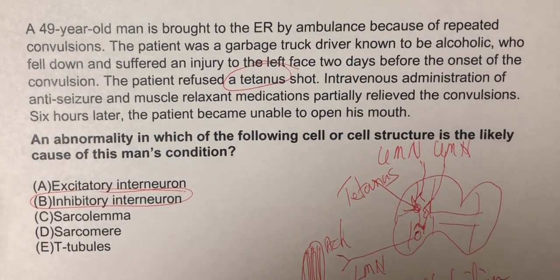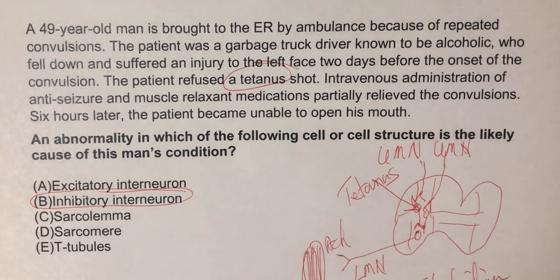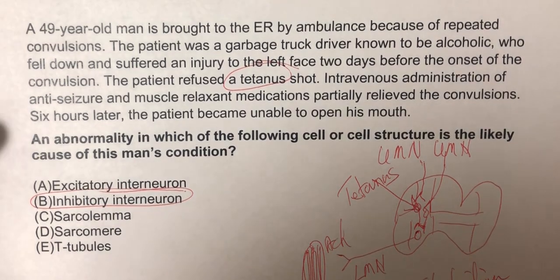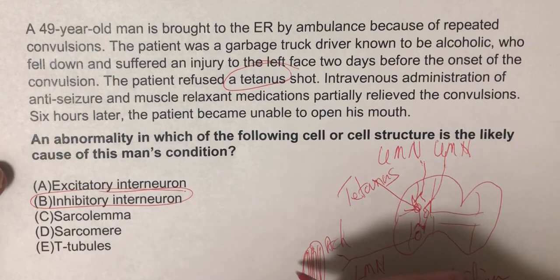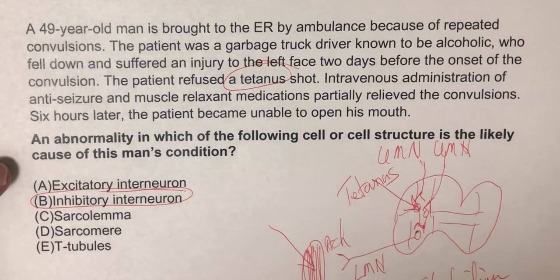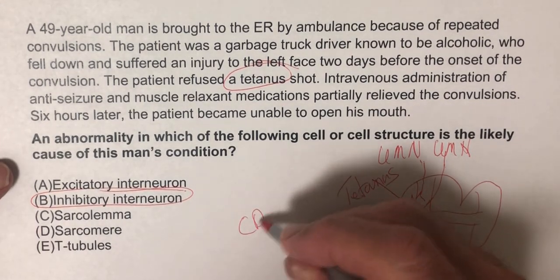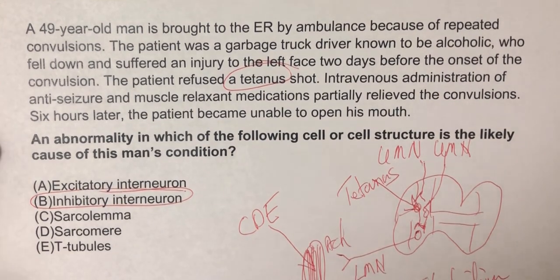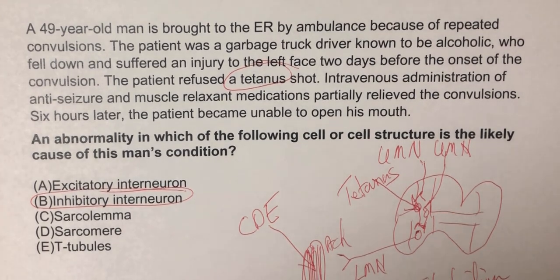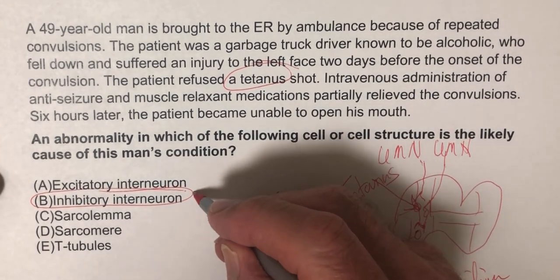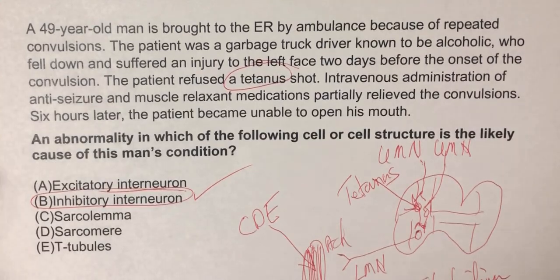Now, we can't stop at any multiple choice question without looking at the choices that we totally ignored. So, for example, sarcolemma, sarcomere, and T-tubules are here, all in the muscle. C, D, and E would relate to something going on in the muscle, and we know with tetanus, it's in the nervous system, not in the muscle primarily. So we can eliminate those immediately, and it seems like inhibitory interneuron is the best choice.